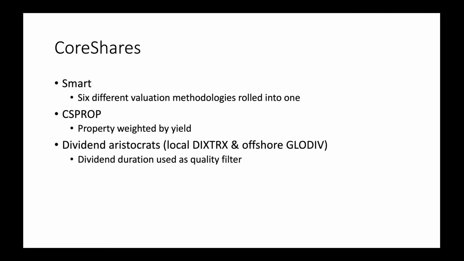CoreShares, who to a degree have positioned themselves as the smart beta ETF house, have four. The first is Smart. This was the equal weighted one. Initially, it was the Nedbank Beta equal weighted, and then it was sold to CoreShares, and CoreShares then changed it into a smart ETF. What they do is they've got six different valuation methodologies rolled into one. So it is value, it is low volatility, it is momentum, and the list goes on. And so that's why they call it smart. In a sense, it's the pinnacle of smart. Rather than picking just one or the other, they've rolled them all into one.